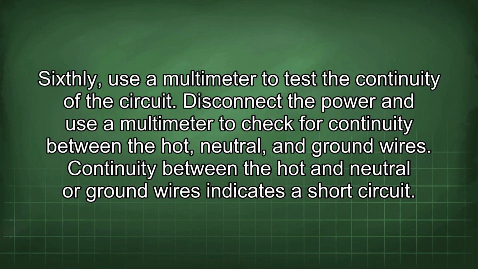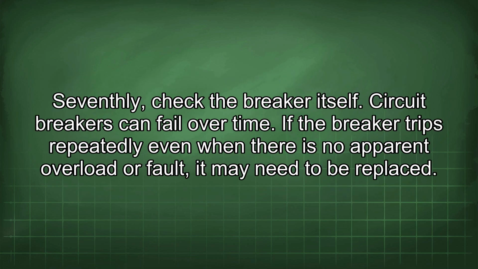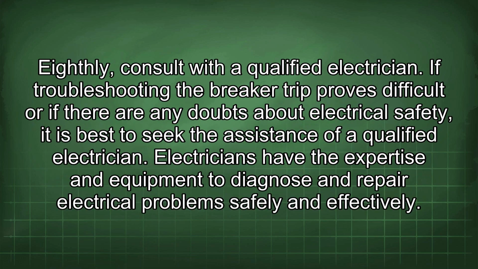Sixthly, use a multimeter to test the continuity of the circuit. Disconnect the power and use a multimeter to check for continuity between the hot, neutral, and ground wires. Continuity between the hot and neutral or ground wires indicates a short circuit. Seventhly, check the breaker itself. Circuit breakers can fail over time. If the breaker trips repeatedly even when there is no apparent overload or fault, it may need to be replaced. Eighthly, consult with a qualified electrician. If troubleshooting the breaker trip proves difficult or if there are any doubts about electrical safety, it is best to seek the assistance of a qualified electrician.